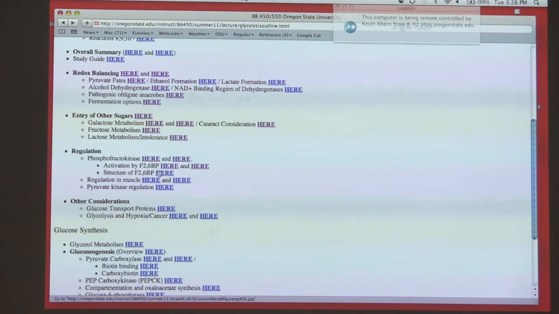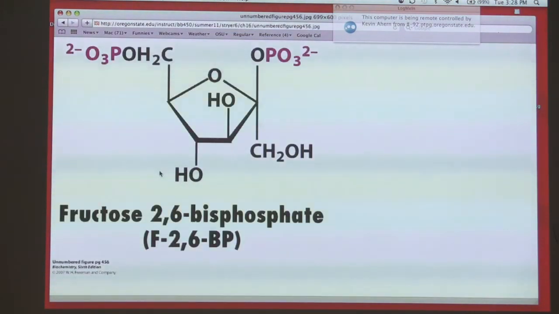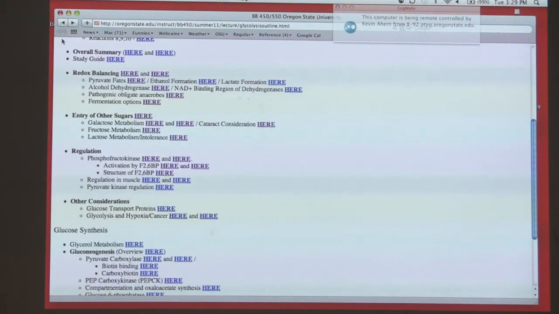Just as a brief review, if you forget what fructose 1,6-bisphosphate looked like, that's what fructose 2,6-bisphosphate looks like. And it is, as I said, an interesting molecule present in very, very low concentrations in the cell.